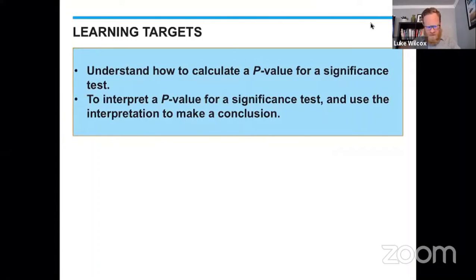And so the first one says, understand how to calculate a p-value for a significance test. And the second learning target, which I think is the more important learning target, is to be able to interpret a p-value for a significance test, and then of course be able to use that p-value to make a conclusion for a significance test. So I'm going to say right here that this is the big goal of today's lesson, to be able to interpret a p-value so that we can make a proper conclusion.